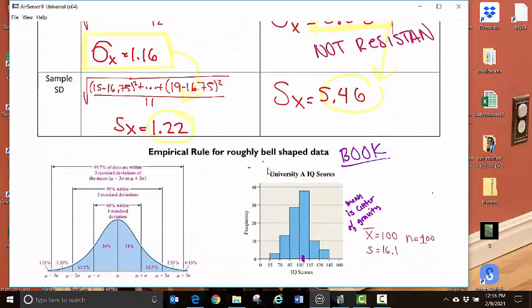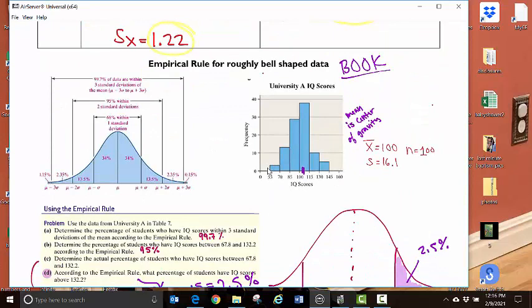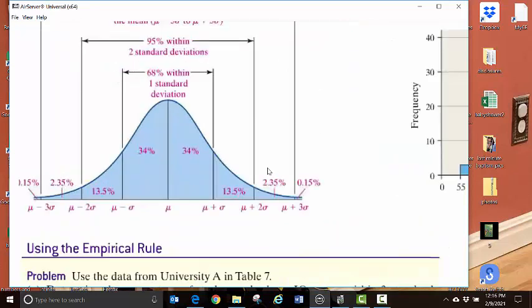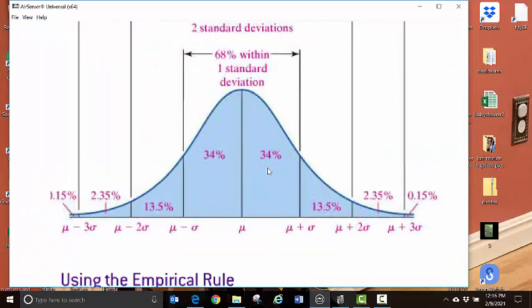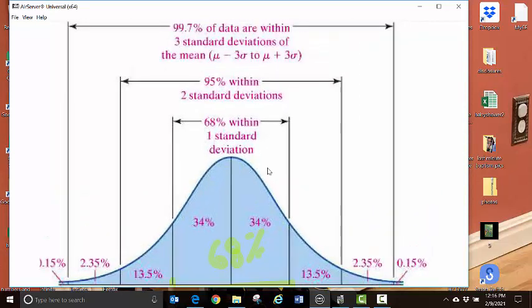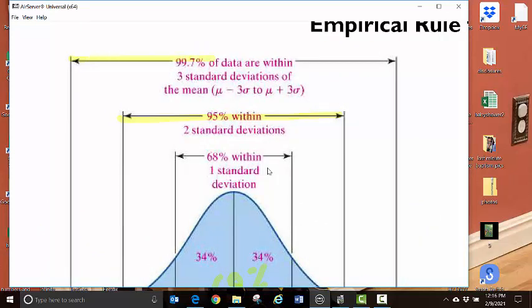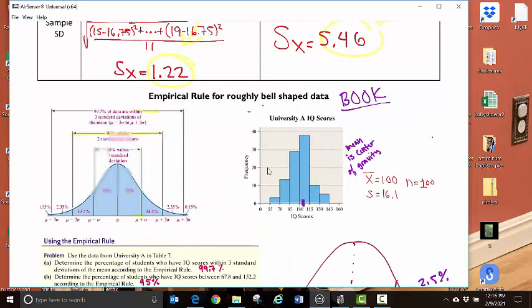All right. And then we talked about the empirical rule last time. 68, 95, 99.7, right? If data is normal, it falls in this pattern, right? Plus or minus 1 standard deviation is 68%, plus or minus 2 is 95, plus or minus 3 is 99.7. That's how we can tell if something's not just symmetric, it is normal, okay?